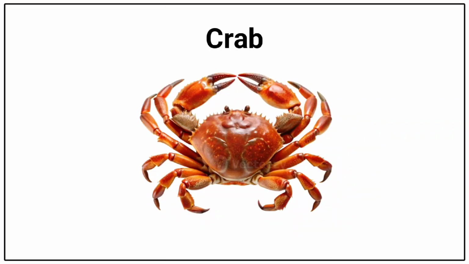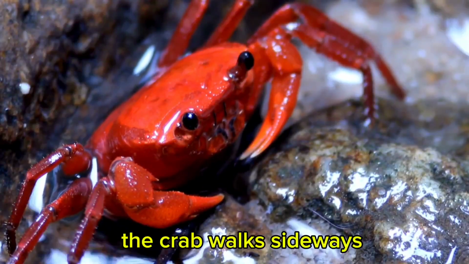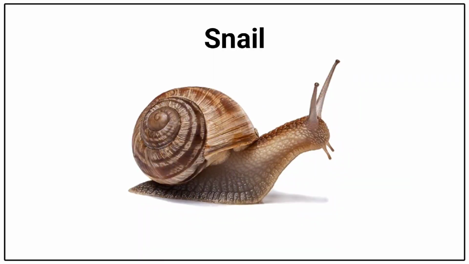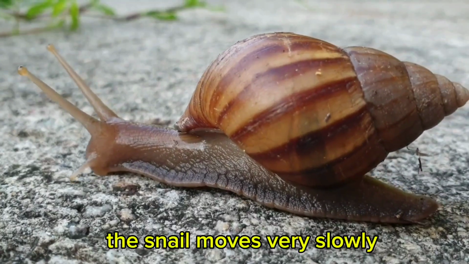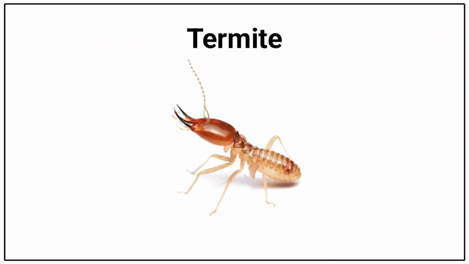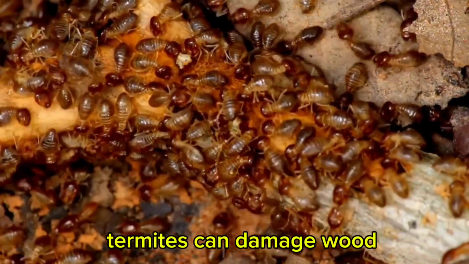Crab. The crab walks sideways. Snail. The snail moves very slowly. Termite. Termites can damage wood.